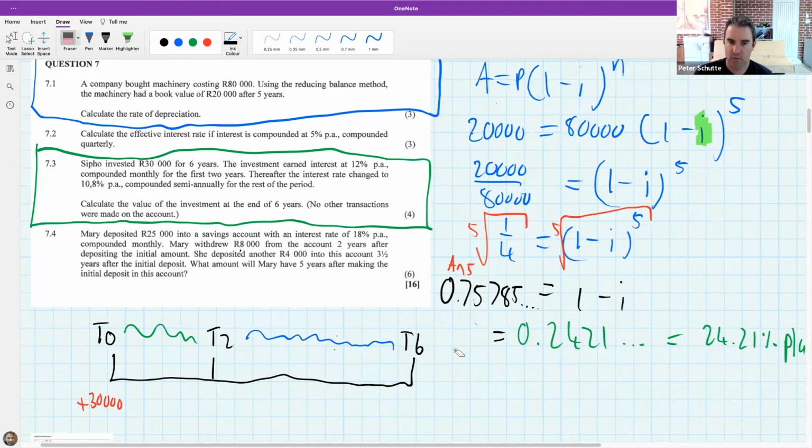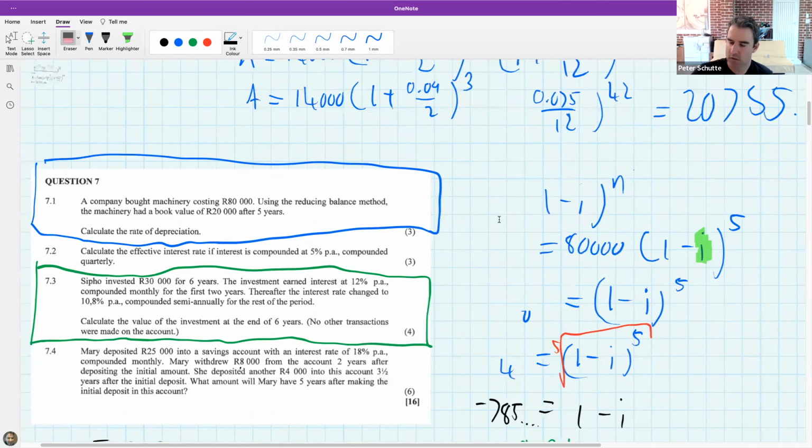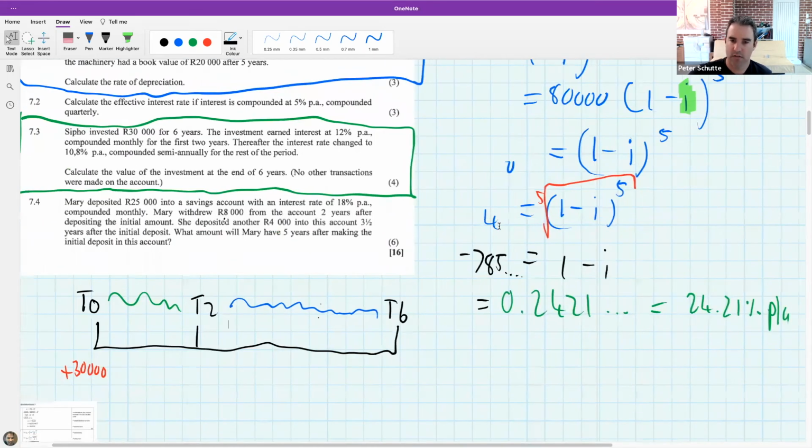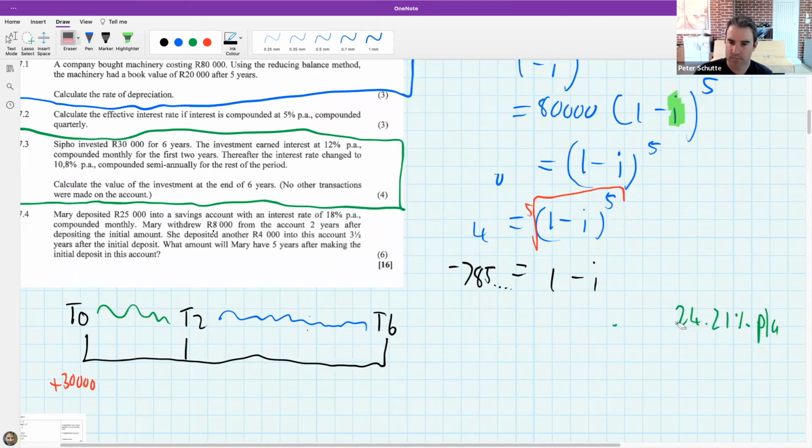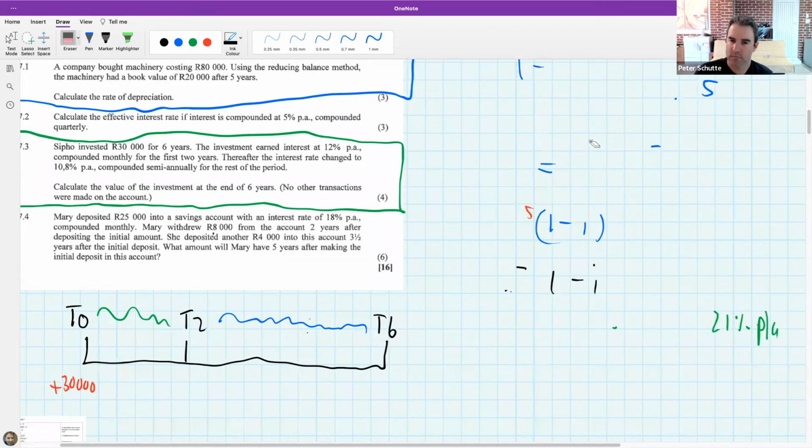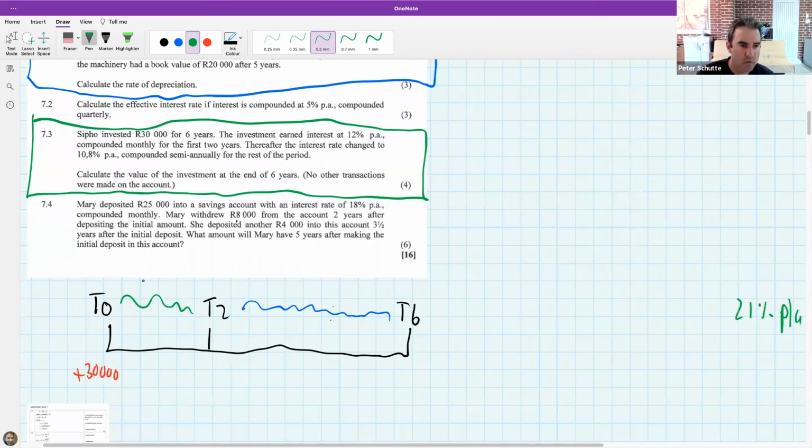I'm going to take some of this out of the way because it's a bit cluttered. So, what do we have here? 0.12 divided by 12. 108 divided by 2.